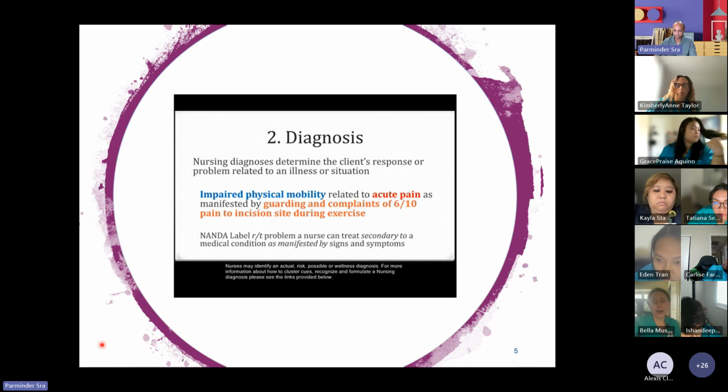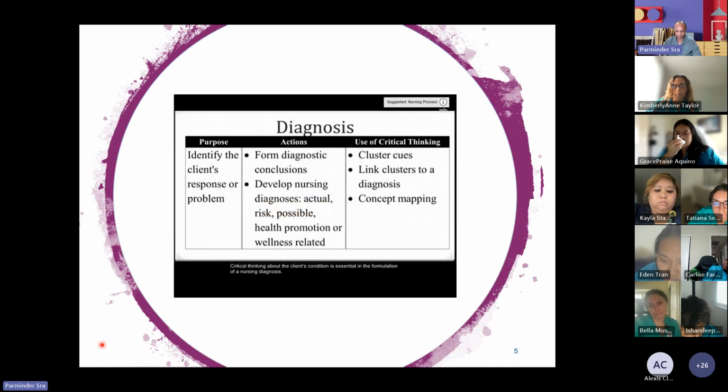Nurses may identify an actual, risk, possible, or wellness diagnosis. For more information about how to cluster cues, recognize, and formulate a nursing diagnosis, please see the links provided below. Critical thinking about the client's condition is essential in the formulation of a nursing diagnosis. Concept mapping is one tool to promote critical thinking that aids in visualizing the interconnections between data gathered so that an accurate diagnosis can be formulated.